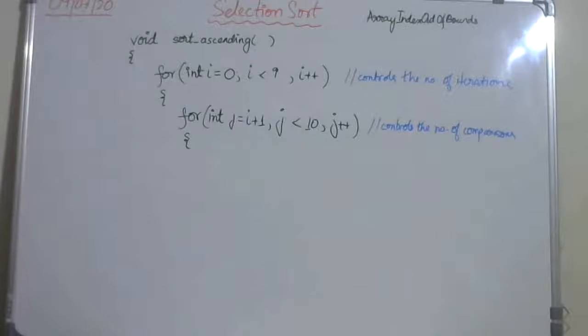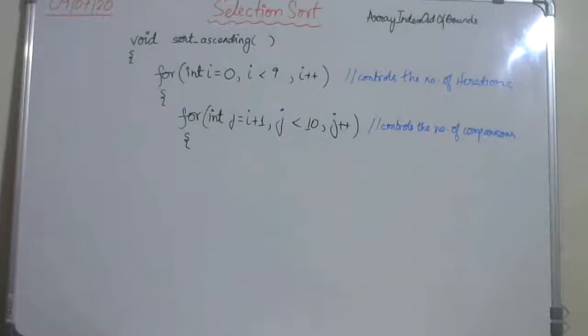So let me write down the full thing. The second loop controls the number of comparisons, and the first loop controls the number of iterations. I hope that those two parts are clear. The first loop controls the number of iterations, and the second loop controls the number of comparisons that are going to happen.